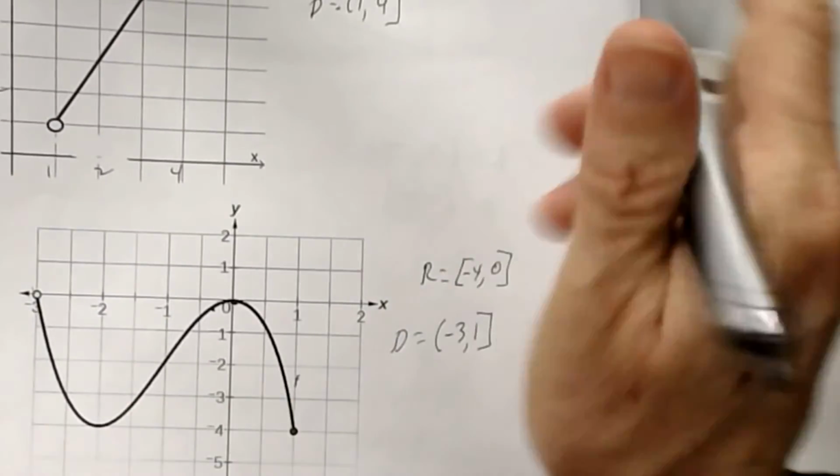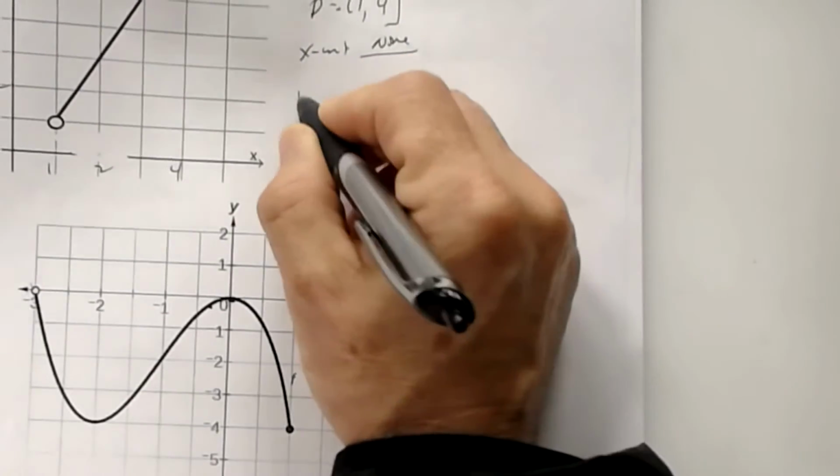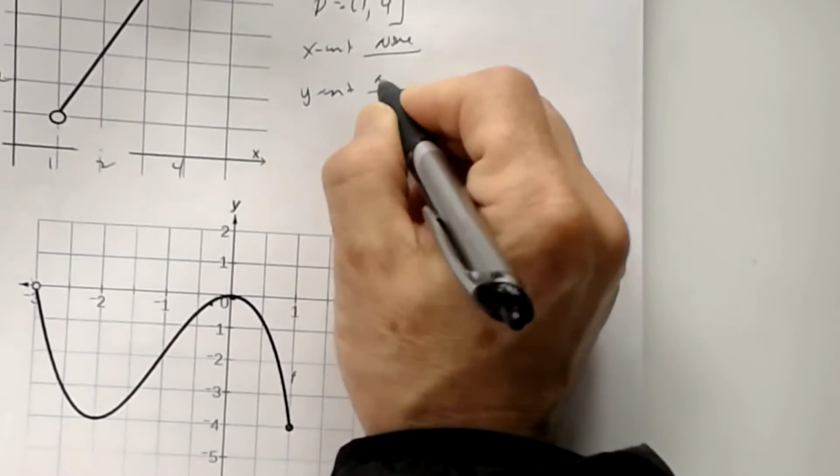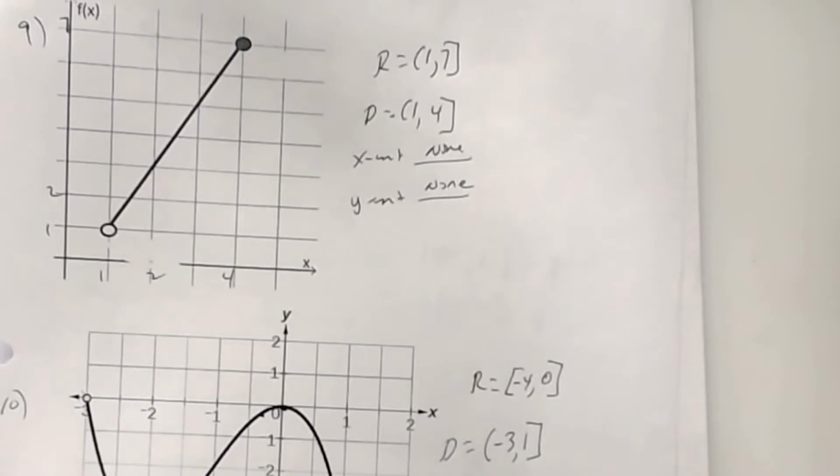Number 9. X-intercepts? None. Y-intercept? None. For this function, the graph does not cross the x-axis, nor does it cross the y-axis. You just say none.